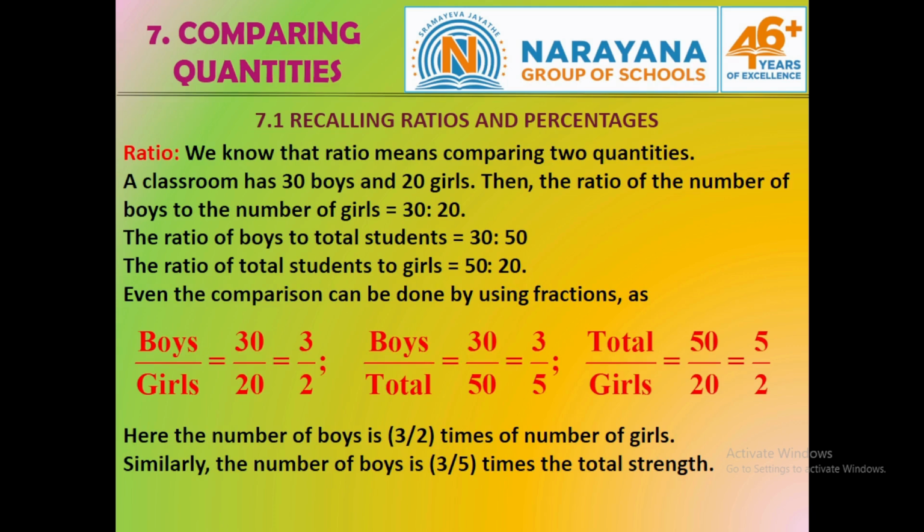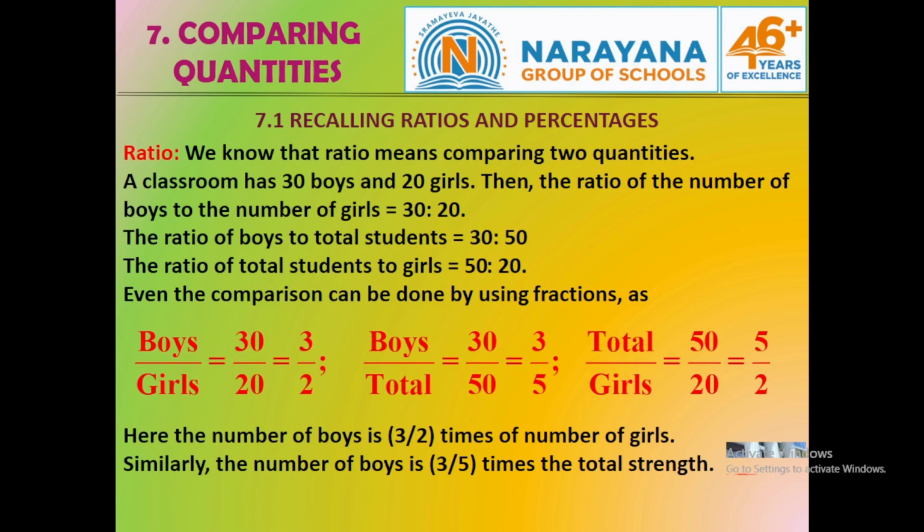Ratio. What is ratio? We know that ratio means comparing two quantities. Suppose a classroom has 30 boys and 20 girls. Then the ratio of the number of boys to the number of girls is equal to 30:20. Similarly, the ratio of boys to the total students is equal to 30:50. The ratio of total students to girls is equal to 50:20.